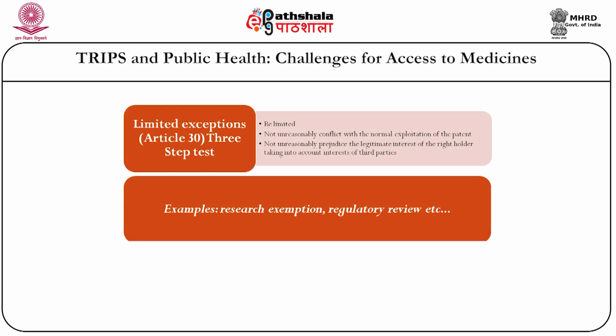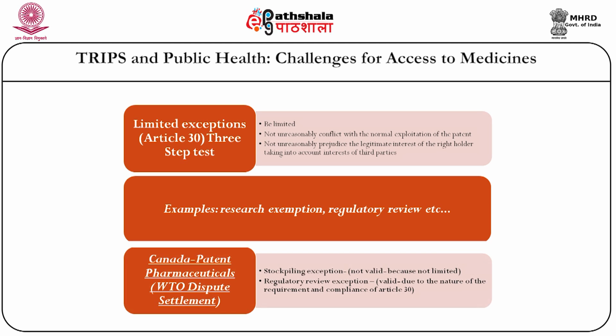Certain limited exceptions have been provided under the TRIPS agreement. Article 30 talks about the 3-step test, that it must be limited, must not unreasonably conflict with the normal exploitation of the patent, and must not unreasonably prejudice the legitimate interest of the right holder, taking into account the interest of third parties. These 3 steps came to be interpreted in a WTO dispute involving Canada Pharmaceuticals.